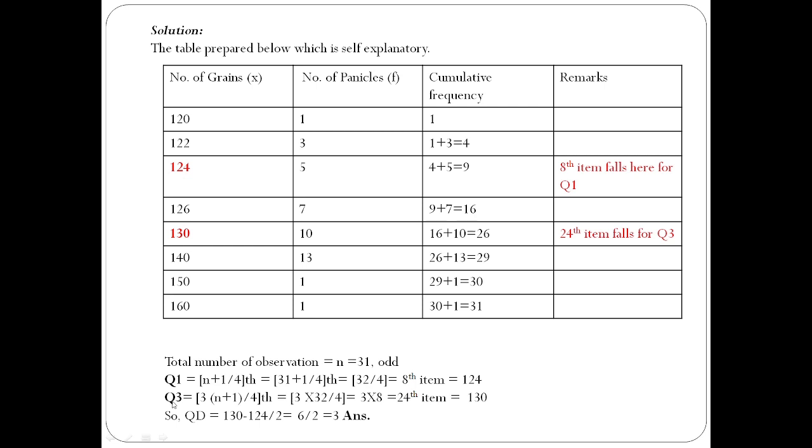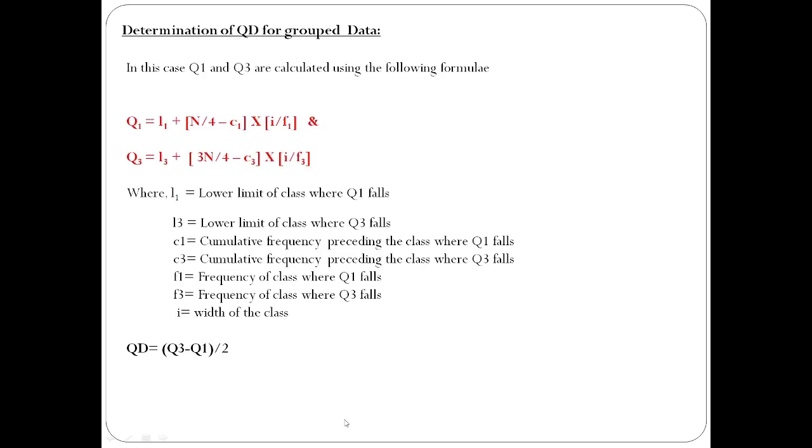Similarly, we need to find out Q3, and according to this formula we found it is the 24th item. So we again look into the cumulative frequency table. We found here it is 26. So obviously the 24th item, for Q3, falls in this row, and in this row the value of x is 130, so Q3 is 130. Now it is easy to calculate the quartile deviation, that is (Q3 minus Q1) by 2, that is (130 minus 124) by 2, that is 6 by 2, that is 3. So 3 is the quartile deviation.